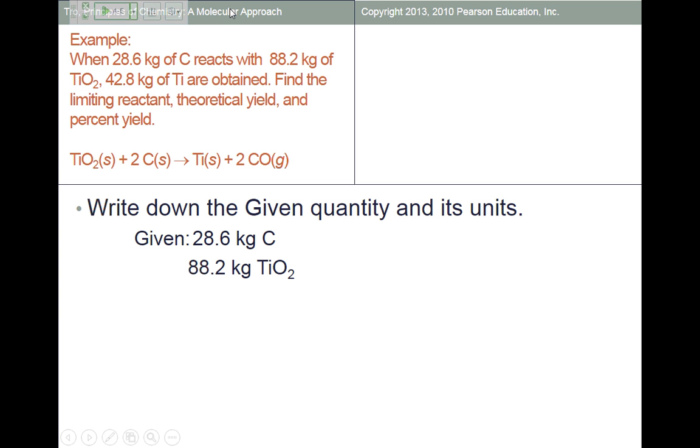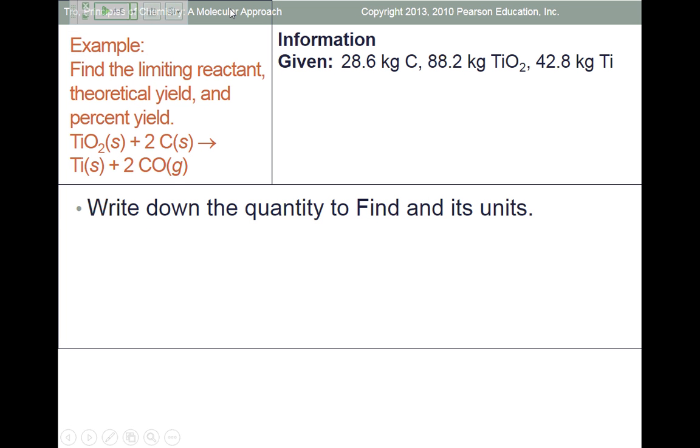Put that number on the side. We don't need it until we figure out our percent yield, because that doesn't tell us anything right now. All that tells us is the actual yield that was formed. So let's start with these two.